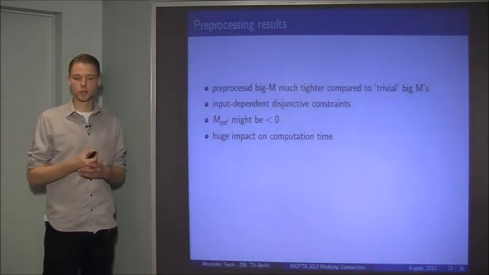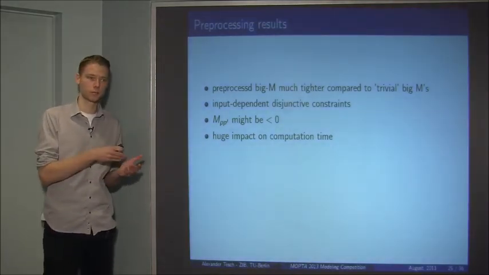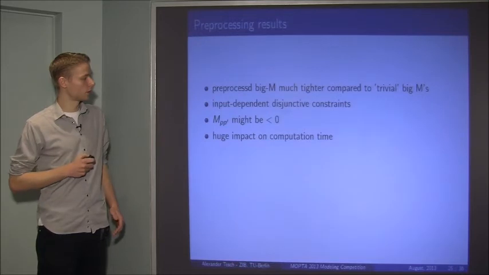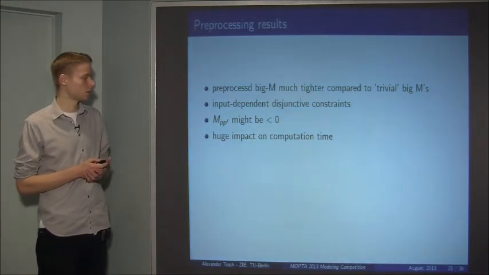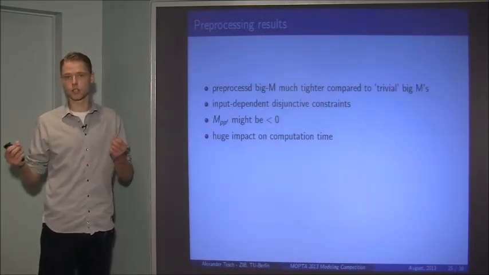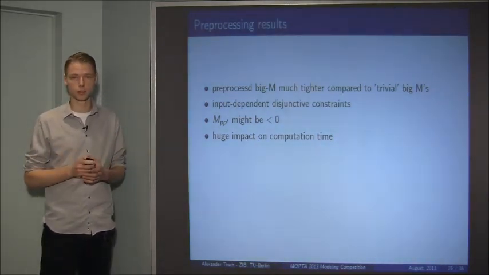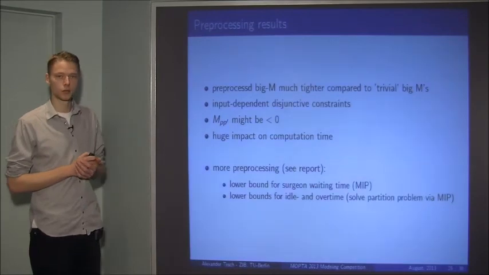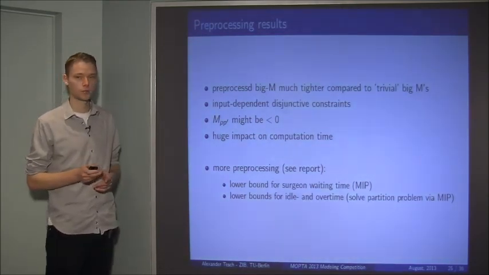But these depend on the input. That means from the given processing times, this bound can sometimes be tighter, sometimes less tight. But even these M_PP' values are really often even smaller than zero. It comes very, very close, even for some positions in the sequence that are very far from each other. These bounds get very, very tight, actually. And there are also more pre-processing approaches where we can bound the waiting time of the surgeon or the overtime, but for time reasons, I will not present them here.